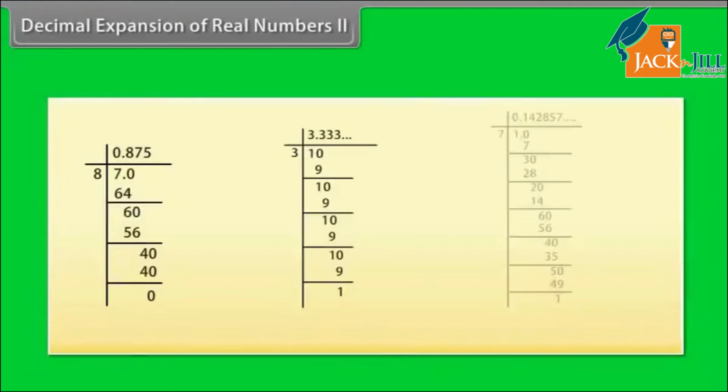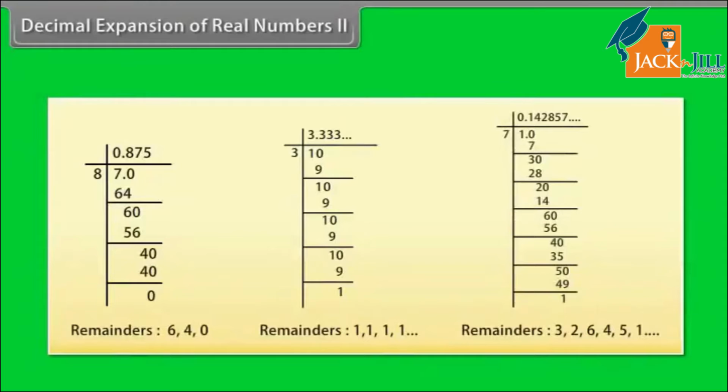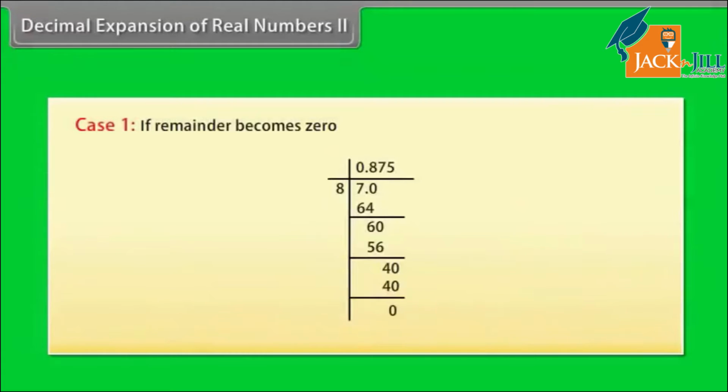Did you notice something here in all these examples? Notice that the remainders either become 0 after a certain stage or start repeating themselves. Let us go through these cases one by one. Case 1 is if the remainder becomes 0, then the decimal expansion ends after a finite number of steps. The decimal expansion of such numbers is terminating.